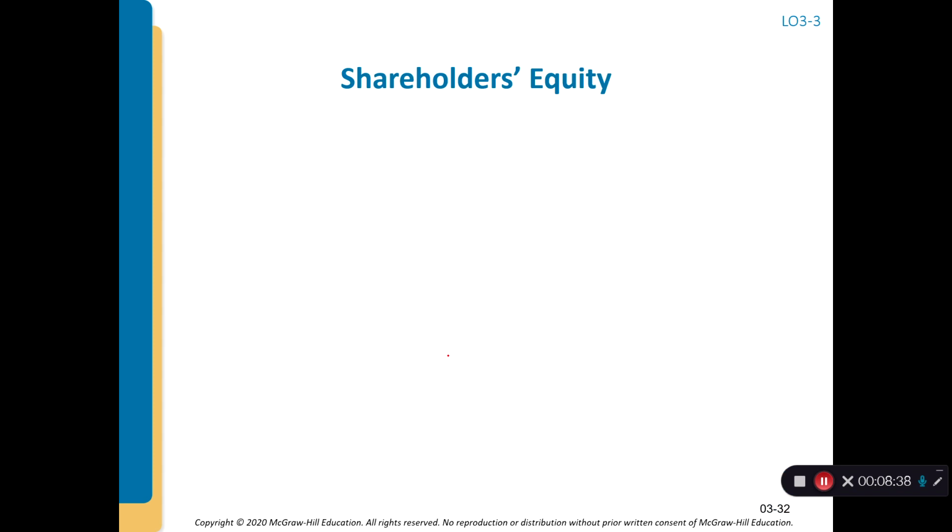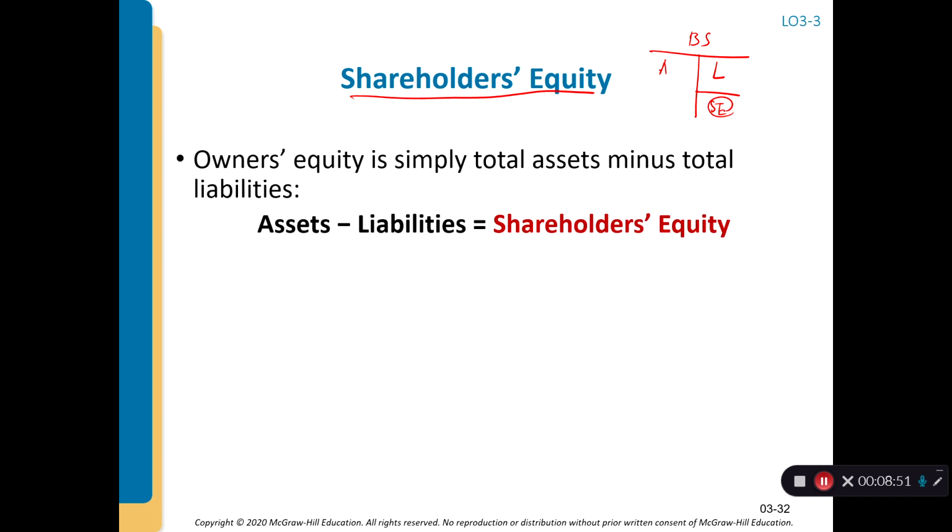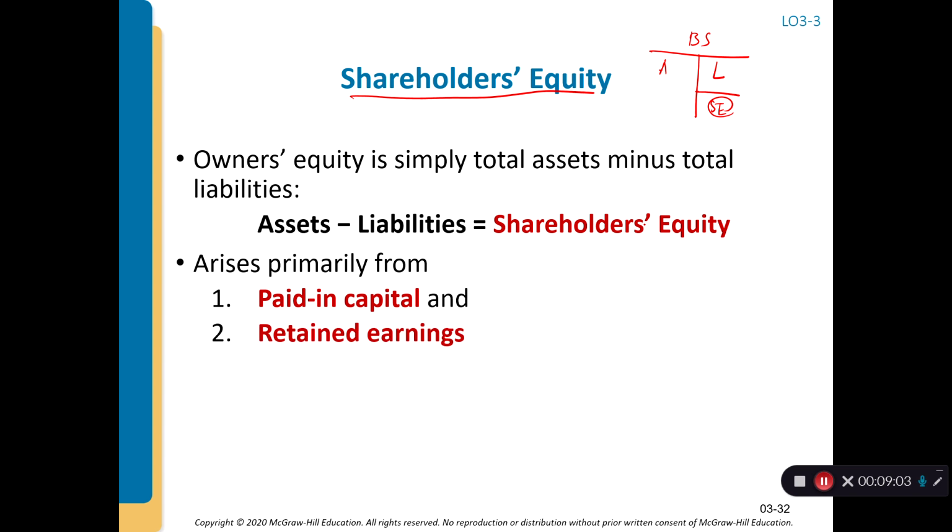Okay, so now we are in the shareholders' equity section. We talked about the balance sheet asset section and the liability section. Now we are at the stockholders' equity section. Stockholder equity has another name. It's called the owner's equity, right? It's simply total assets minus liabilities equals shareholder equity. It usually has two portions.